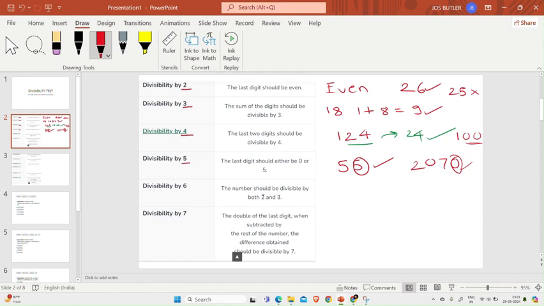Now for 6, the number should be divisible by both 2 and 3. So let us pick an example, 216. Since it is an even number, it is divisible by 2, right? And for divisibility by 3, 2 plus 1 plus 6. So we'll add each and every digit of the number, the sum of digits, what we call it. It is 9, and 9 is divisible by 3. So yes. Now for divisibility by 7, it is not as important, it is not very frequently asked. So let us not concentrate on that for now.